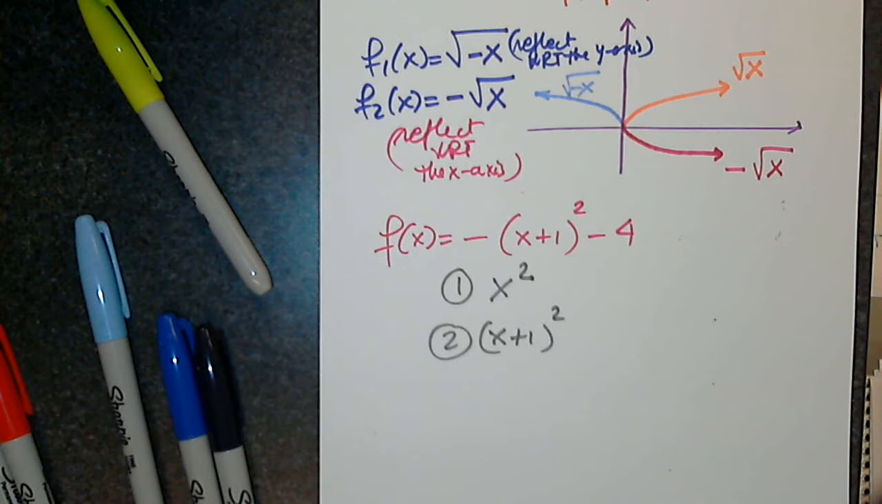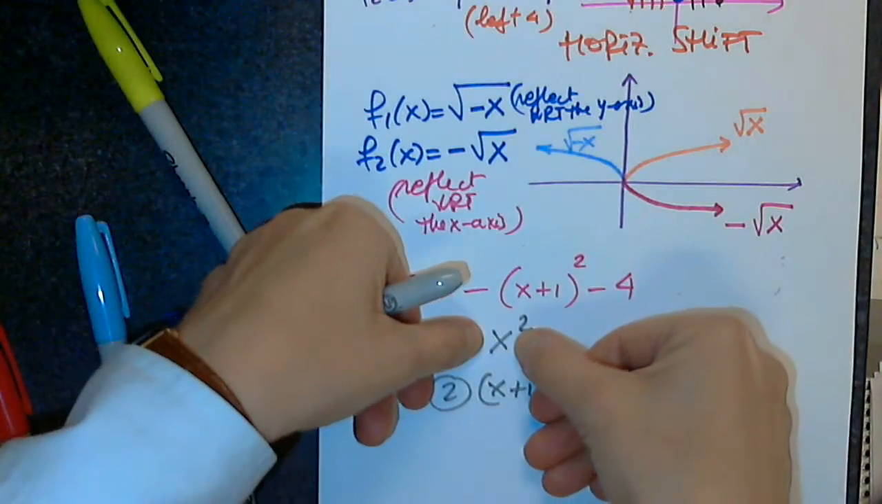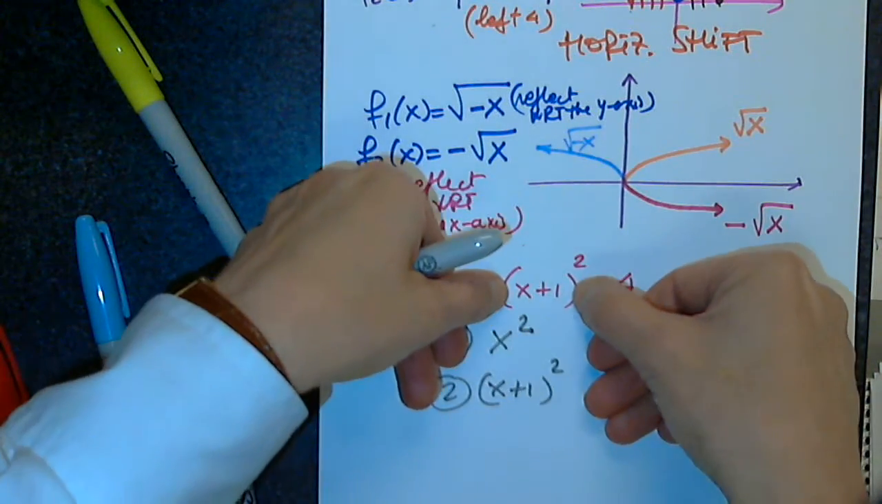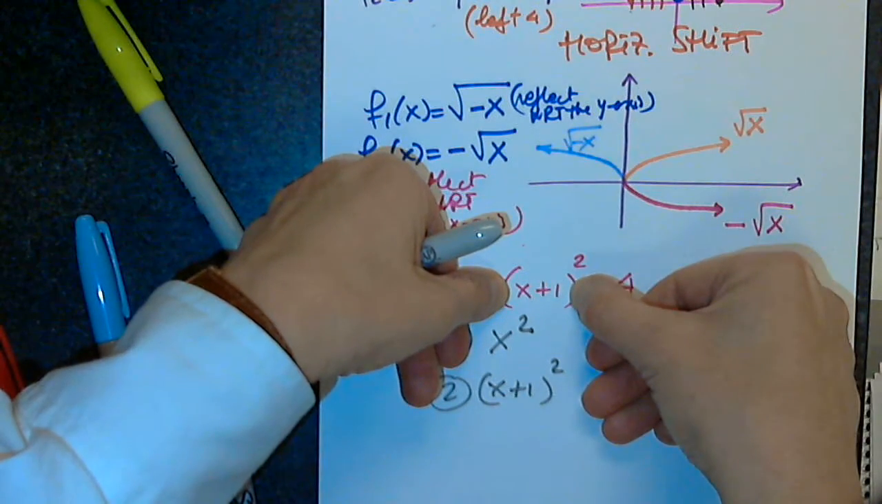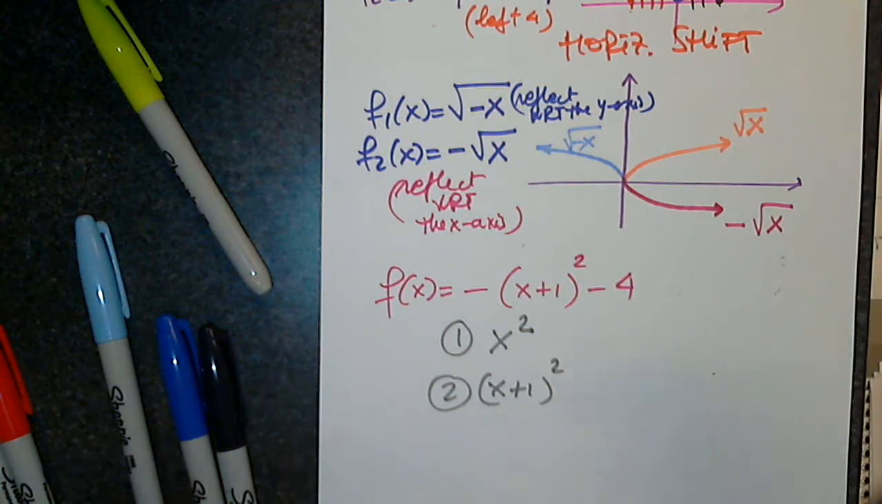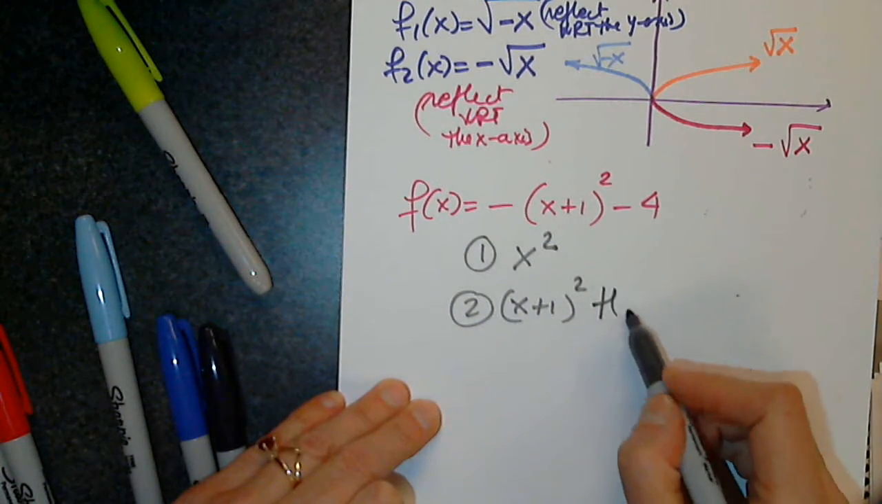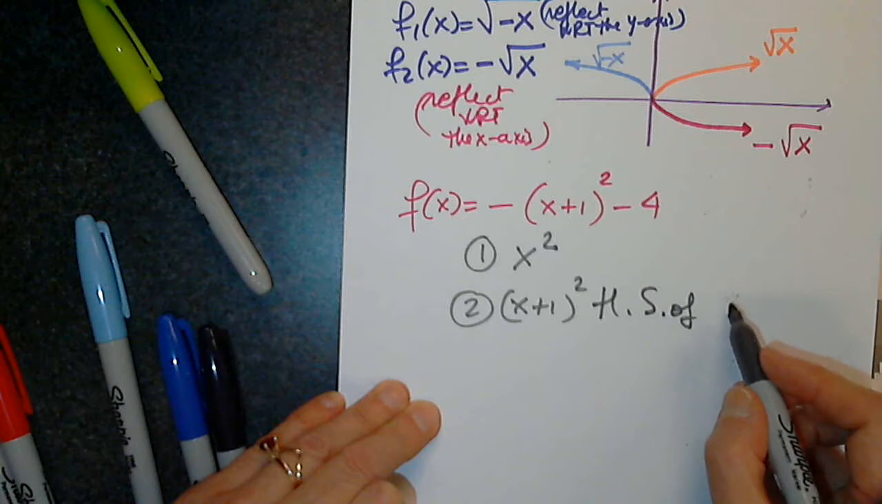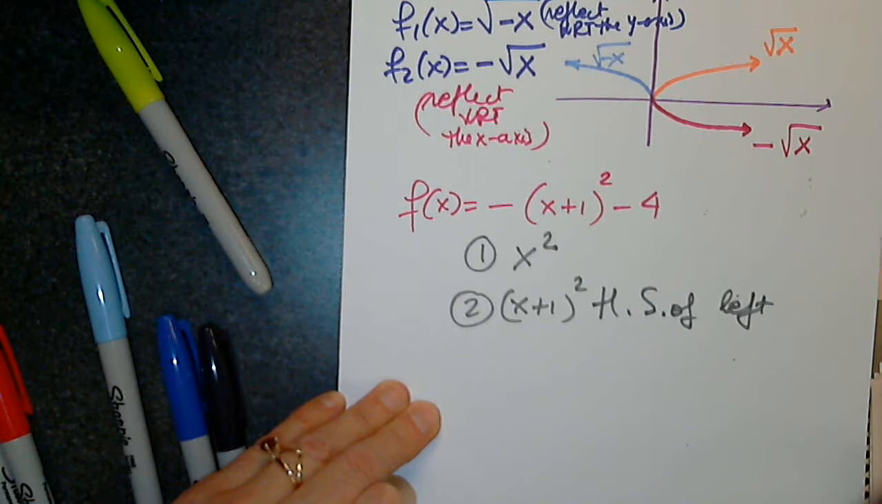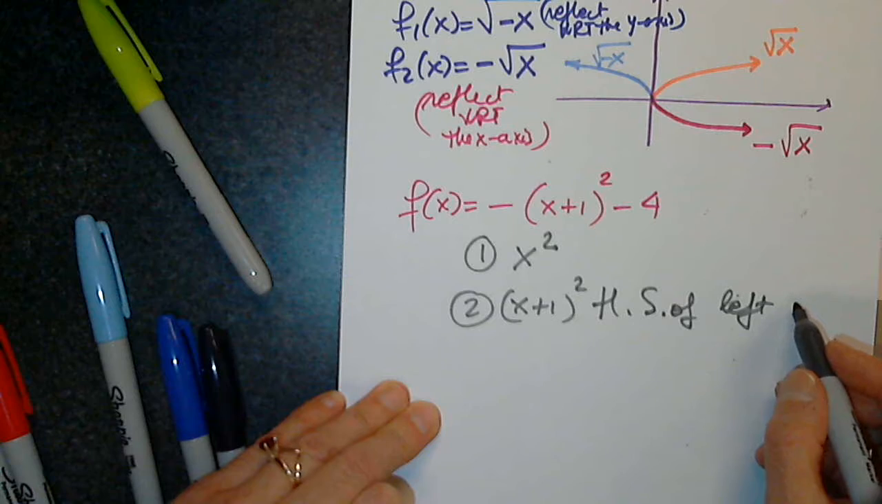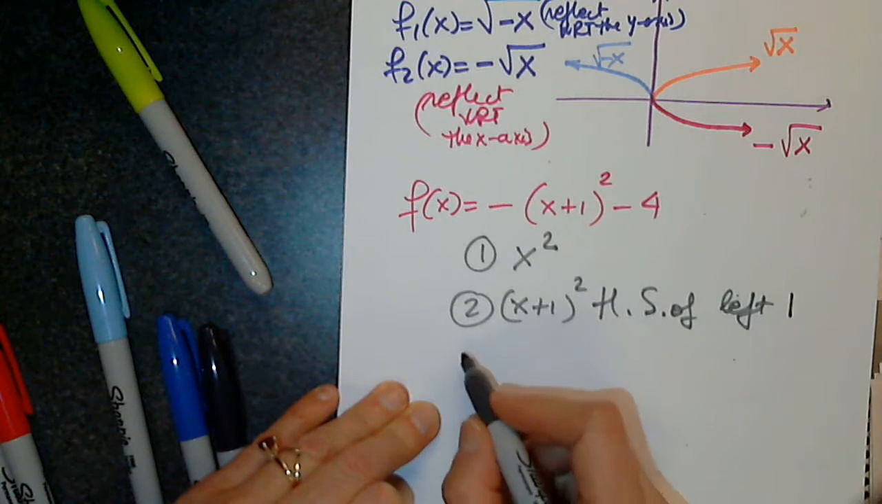Which direction? One more time. Where is this 0? At 0. Where is this 0? Not at 1, but at negative 1, right? So this is what again? Horizontal shift of left, because x plus 1 equals 0 means x equals negative 1. How many to the left? 1. That's it.